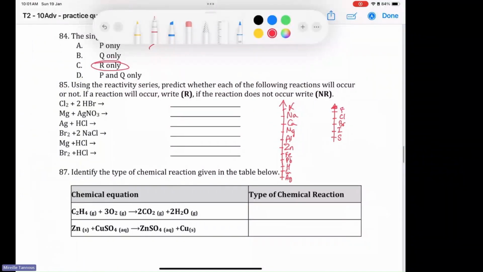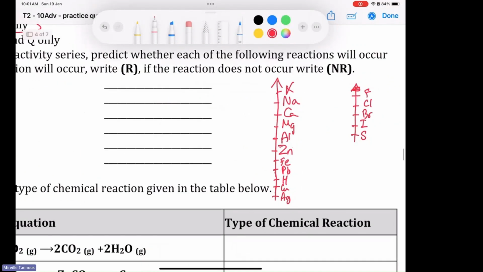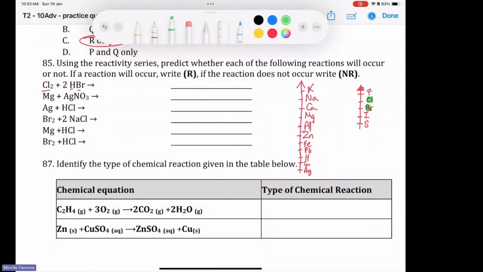So Cl, H, and Br. If you look here, there is no Cl, there is no Br, there is only hydrogen. So it means we are looking at this table. You need to find two elements in one table in order to check for the reactivity. So this is Cl and this is Br. Cl can replace Br. So this one, there is a reaction. Cl can replace the Br.